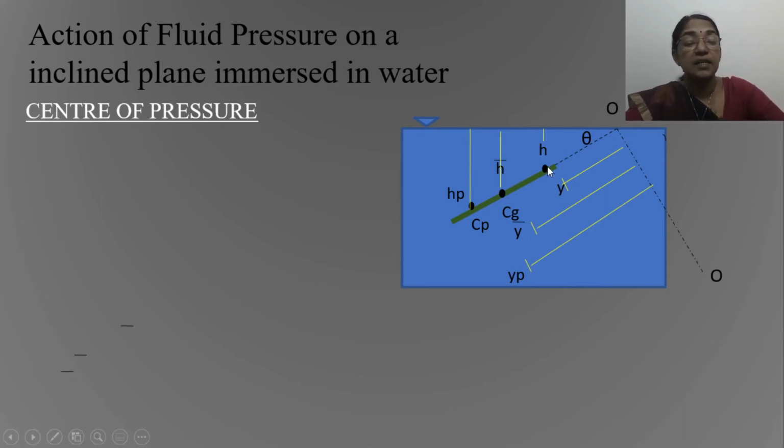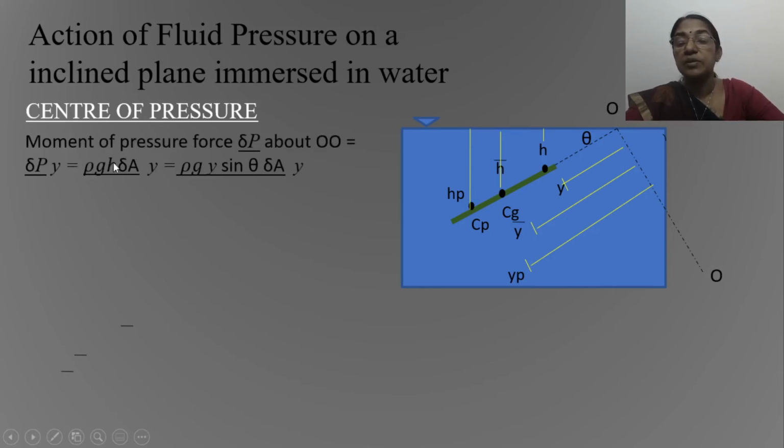So consider the moment of the pressure force about the axis OO. It is equal to dP into y. So dP equal to rho g h into delta A. Rho g h is the intensity of the pressure at this point, multiplied with delta A will give you the pressure force, multiplied with y. y is the distance of this element from this axis OO.